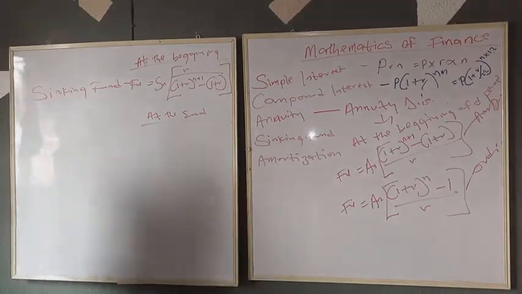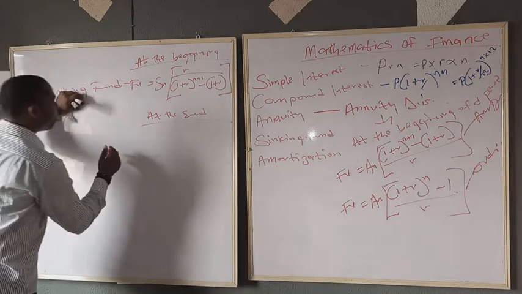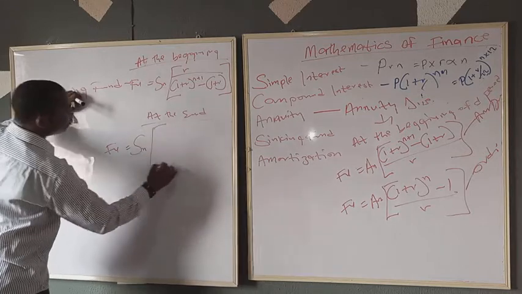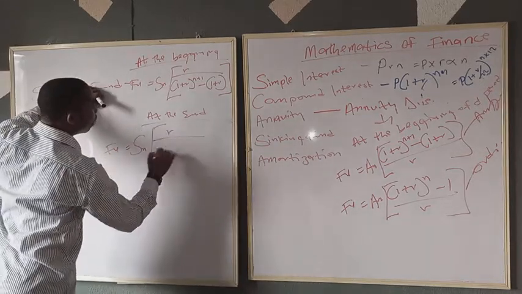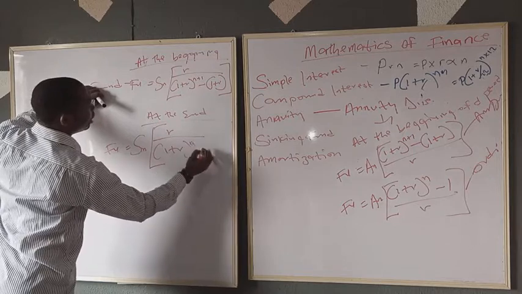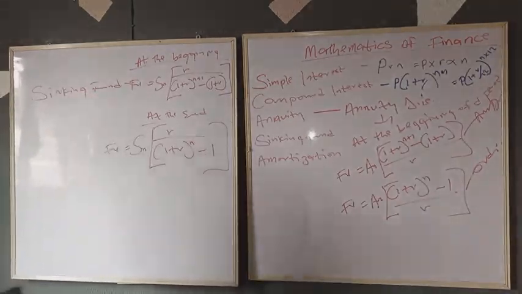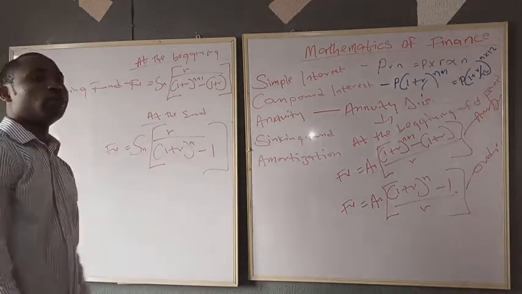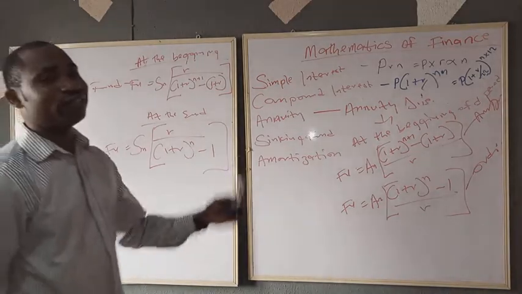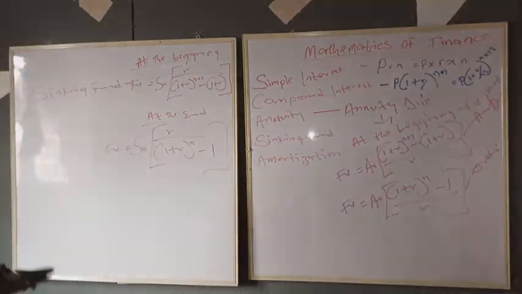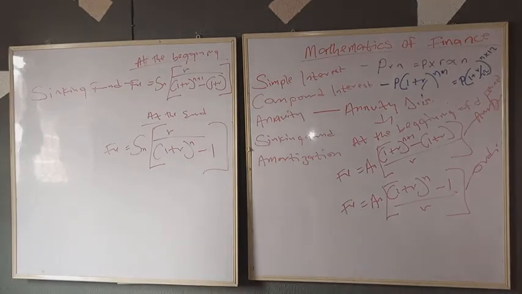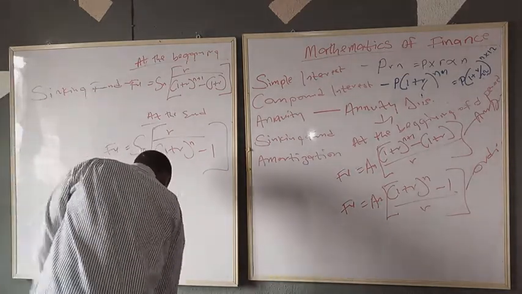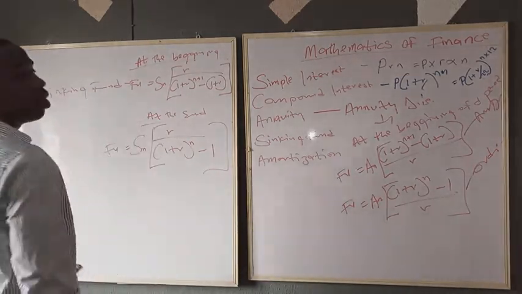When the payment is being made at the end, that is ordinary annuity, right? And the formula is going to be: sinking fund equals future value times R, all over (1 plus R) raised to power n, minus 1. So this is the formula for the sinking fund when the payment is being made at the end of the period. Once you know your formula for annuity, you already know your formula for sinking fund. So that is just what it's all about.